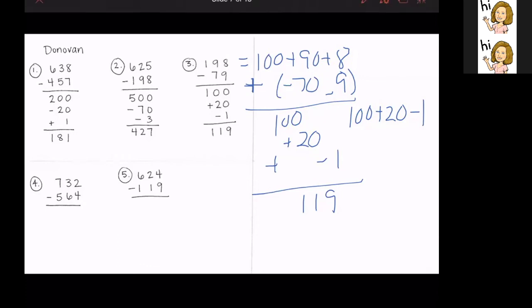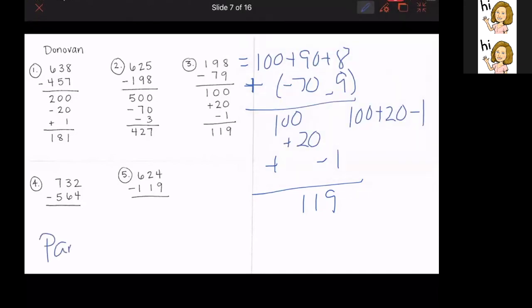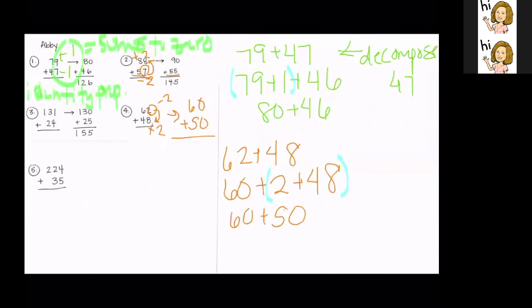This one does have a name. This is called partial sums. I mean, not sums, sorry, partial differences. And Marcel's strategy is called partial sums. So the ones, Jose doesn't have a name, and neither does Jordan. Abby, we can think about as decomposing, as making friendly numbers, or compensating.